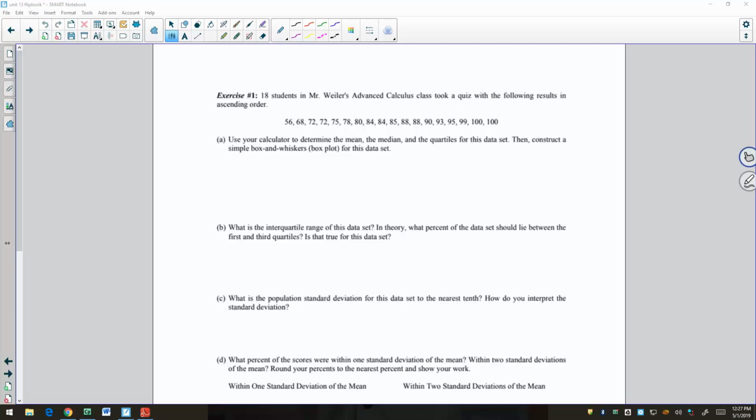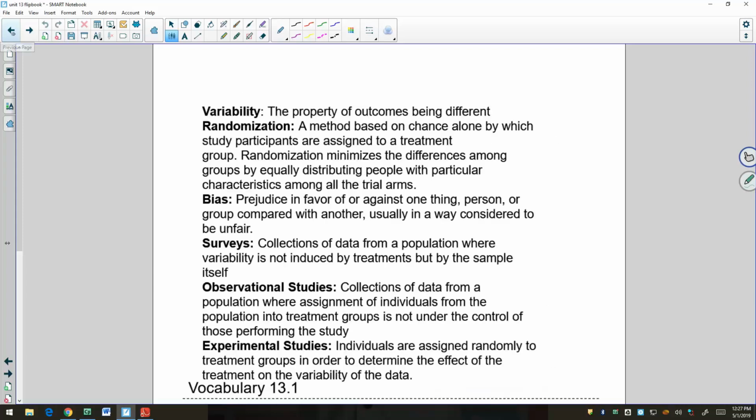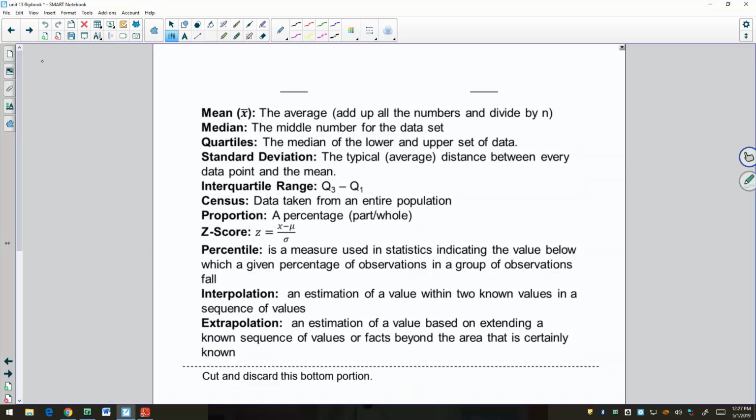So this video is on Unit 13, Lessons 1 and 2. And Lesson 1, you'll notice I'm actually on Lesson 2 because Lesson 1 is all vocab words. You really need to read through these and make sure you know what each vocab word means and what they are asking you to find when you see that vocab word.